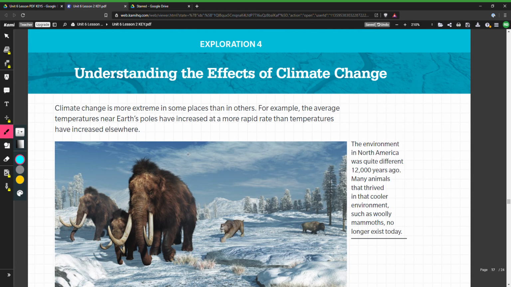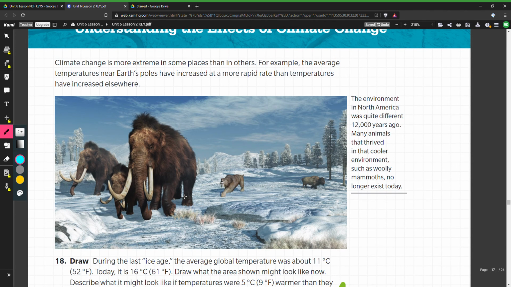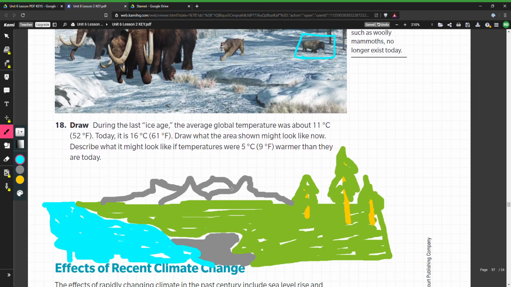Okay, lastly, the effects of climate change. So here we have this picture, woolly mammoths and saber-toothed tigers and bison. Not buffalo, bison. They're called bison. What would it look like now? So here, I drew it.